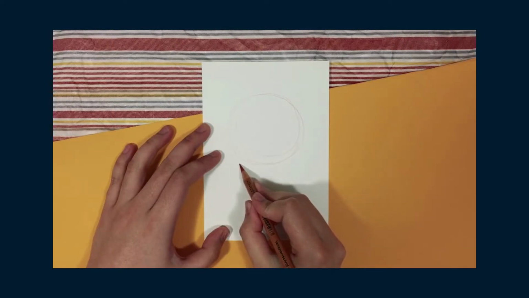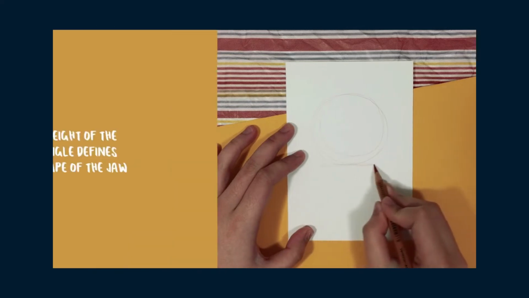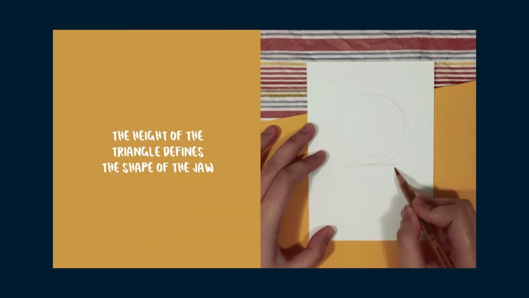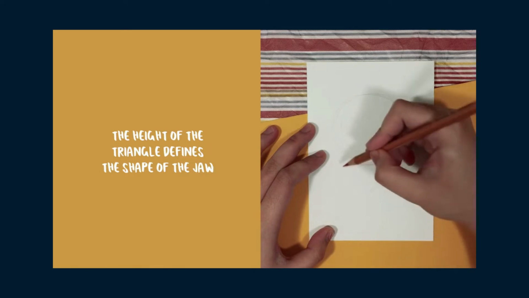The next shape is the inverted triangle. The height of this triangle actually defines the shape of the jaw that we want to draw. So for example, for a pointy jaw, we'll have to draw a tall triangle. However, a square jaw is a short triangle.